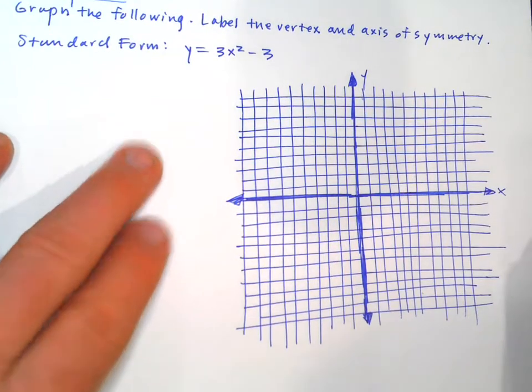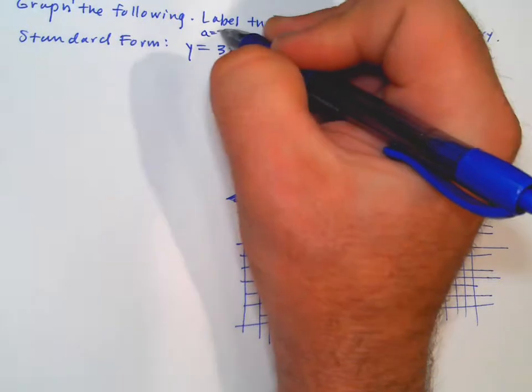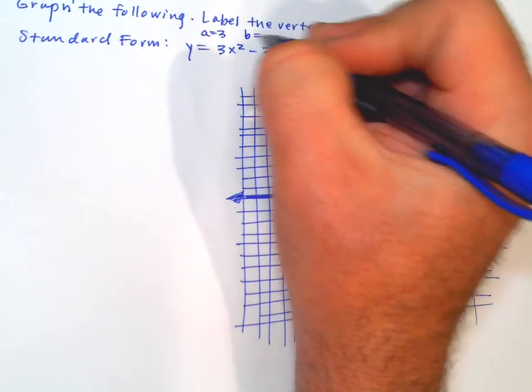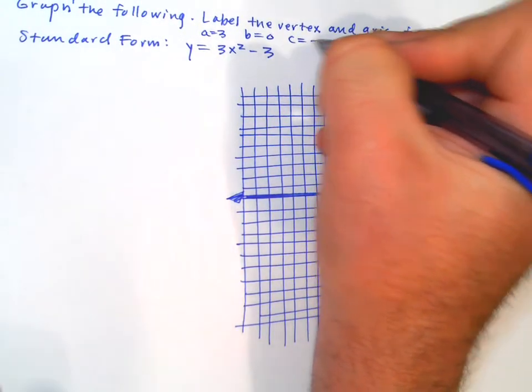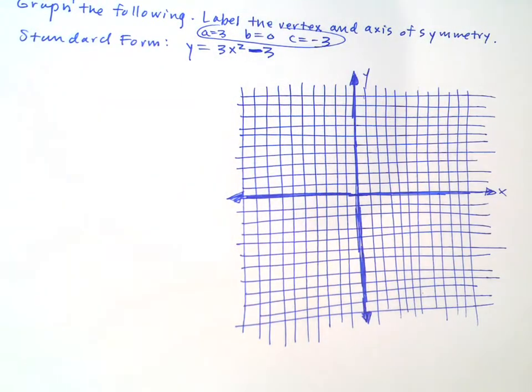All right. Got your axes. So the a value is 3, the b value is 0 again, and the c value is negative 3. Make sure that negative goes with the value. So we're going to have a b value of 0.